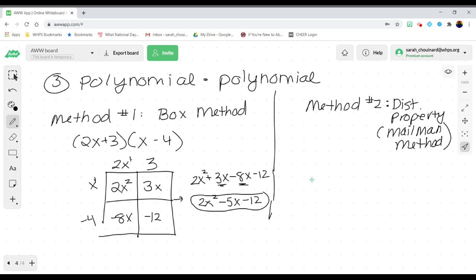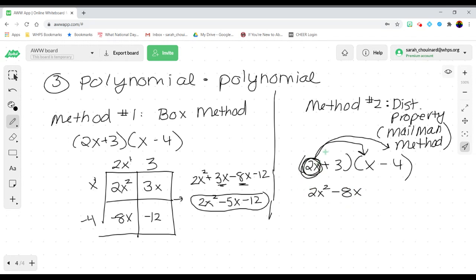So that's box method. The distributive property is going to require me to distribute both terms to the second polynomial. So 2x gets distributed to x. That gives me 2x squared, so 2x times x. Then when I do 2x times negative 4, I get negative 8x. The reason I call it mailman method is because 2x has to be delivered to the first term, and it has to be delivered to the second term. Same with 3. 3 needs to be delivered to the first term, so that's 3x. 3 needs to be delivered to the second term, that's negative 12.